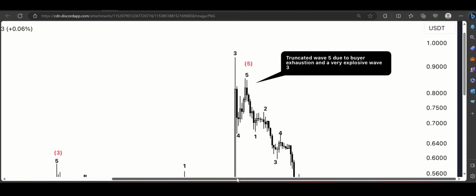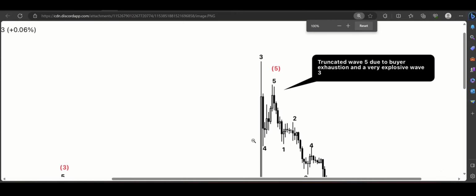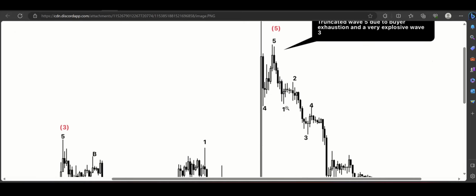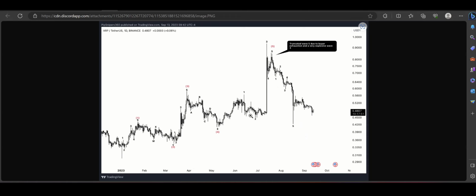Now, a lot of people are asking me, why is your wave 5 sideways? Why doesn't your wave 5 go above this wave 3 over here? And that's simply because you have buyer exhaustion, because we had such a huge wave 3.